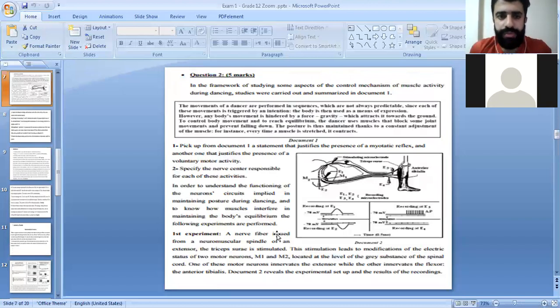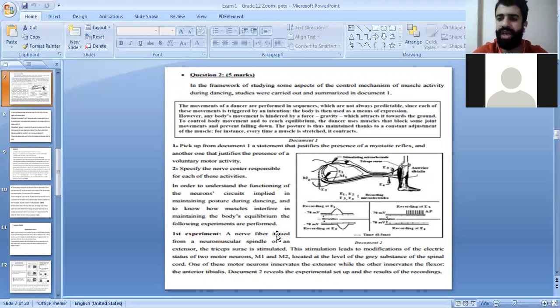Moving to question number 2. Question number 2 is related to neurophysiology, to the nervous system. In the framework of studying some aspects of the control mechanism of muscle activity during dance, studies were carried out and summarized in document 1. In document 1, the movements of a dancer are performed in sequences, which are not always predictable, since each of these movements is triggered by an intention. So they are followed by an intention. This explains that we have a voluntary motor activity.